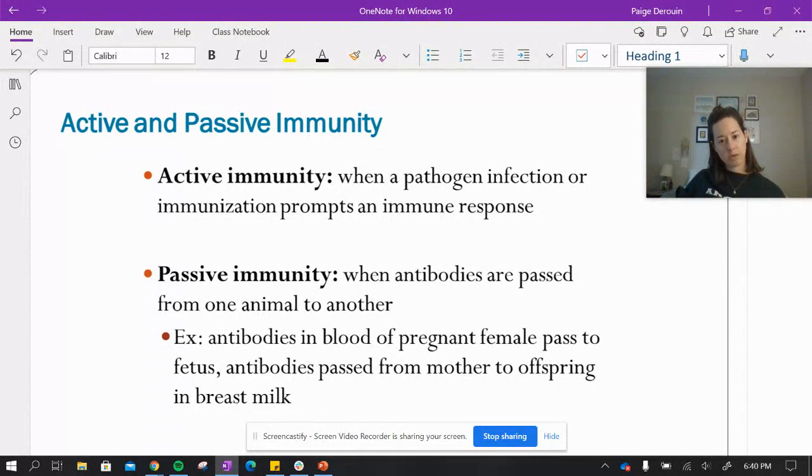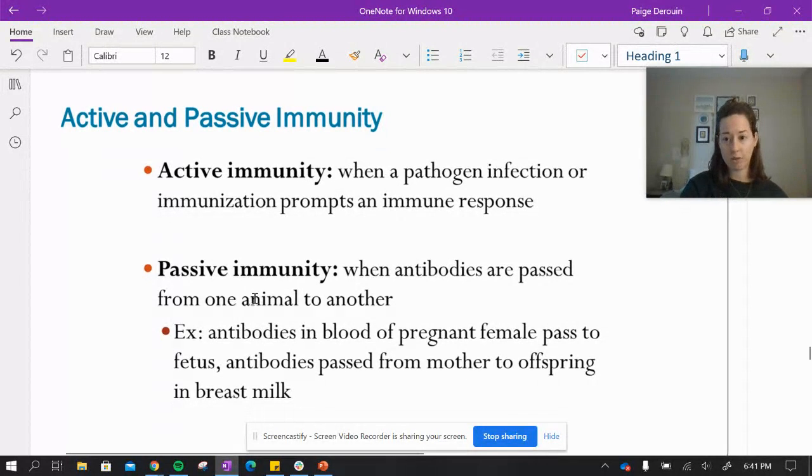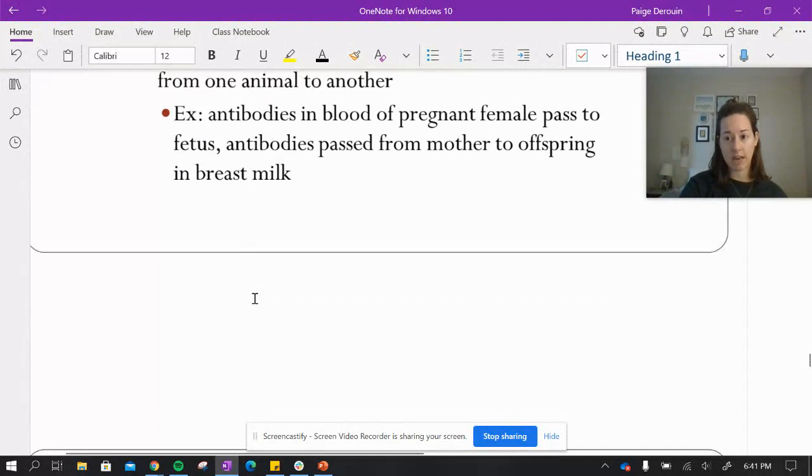Passive immunity is when antibodies are passed from one animal to another. The most common example of that is through breast milk to the offspring, or in blood from the placenta. So mothers can pass immunity to their babies and they will never have to be sick to get that immunity.